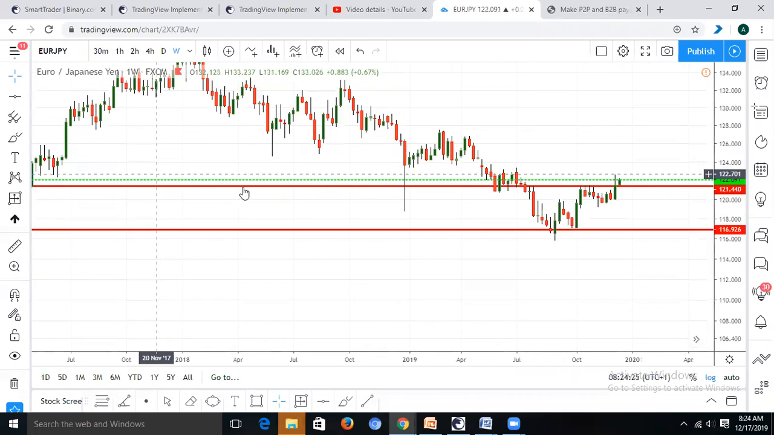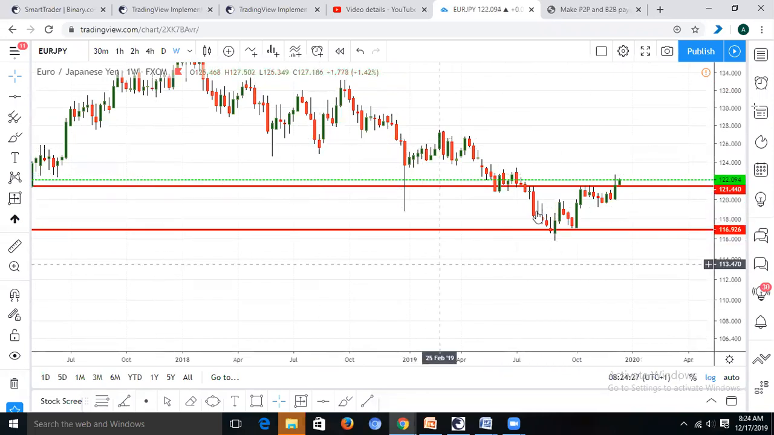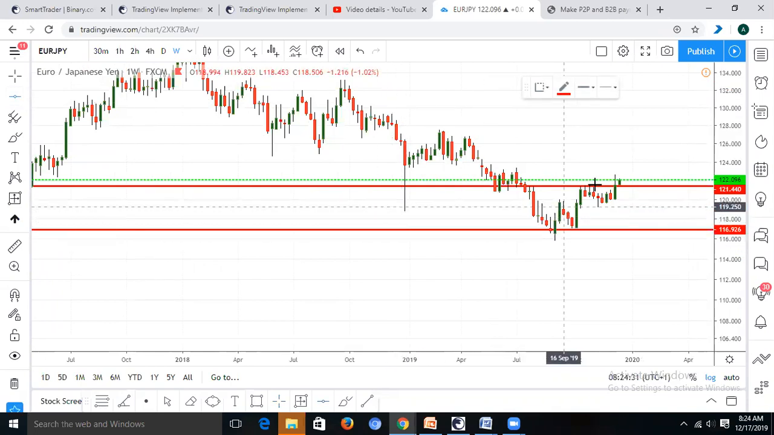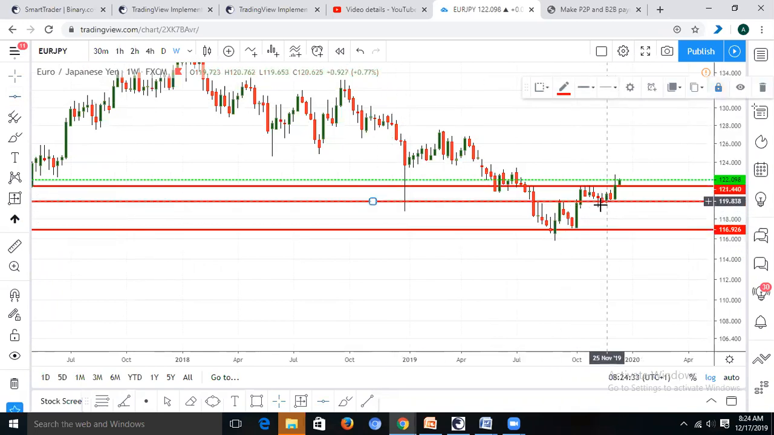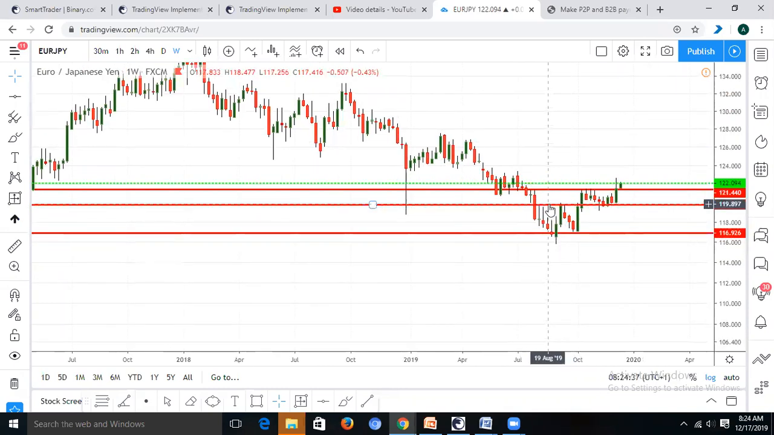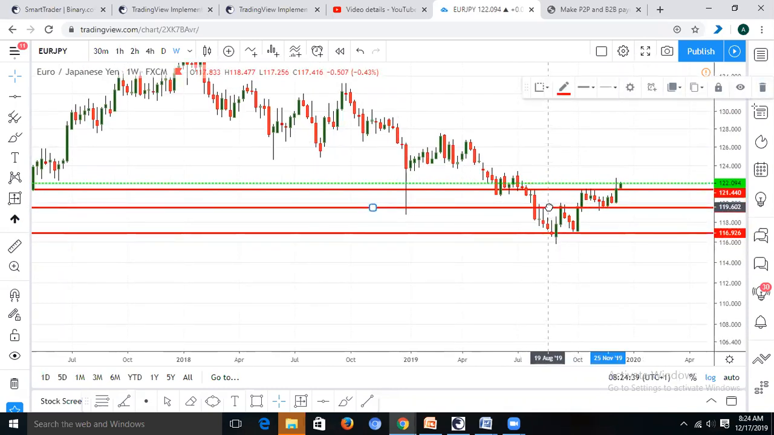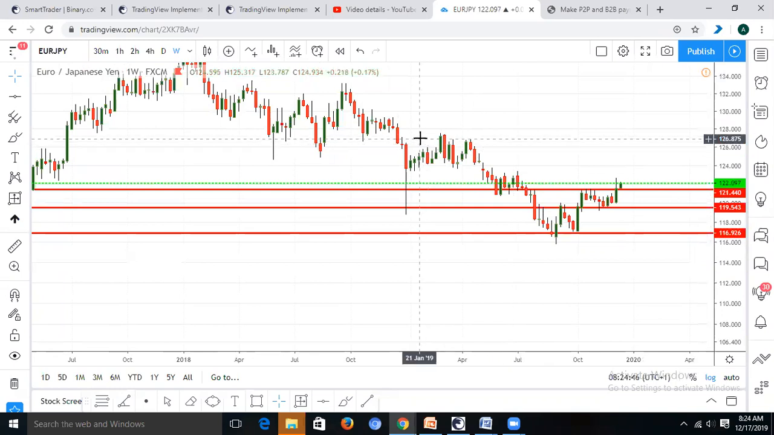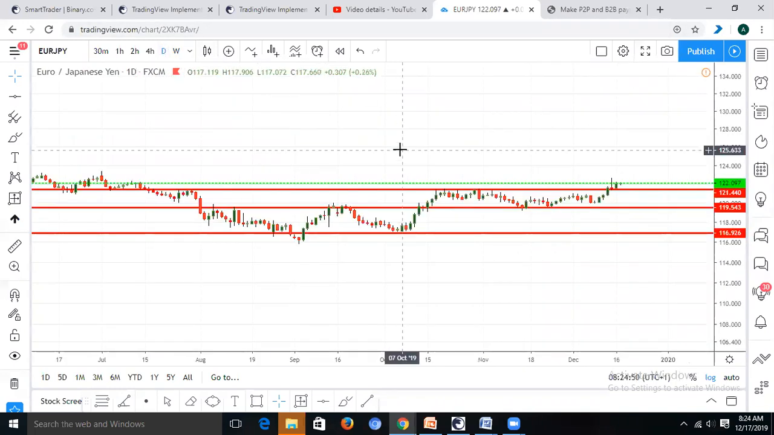Okay. So let's draw around this area of the market, this area where the market is, where we are going to concentrate on now. This is one weekly time frame. Then we can now draw it down to a daily.